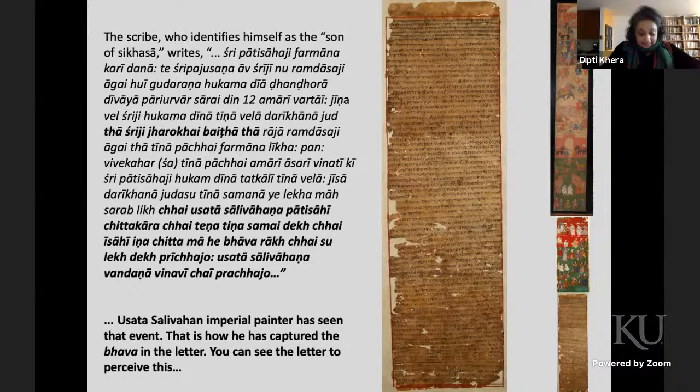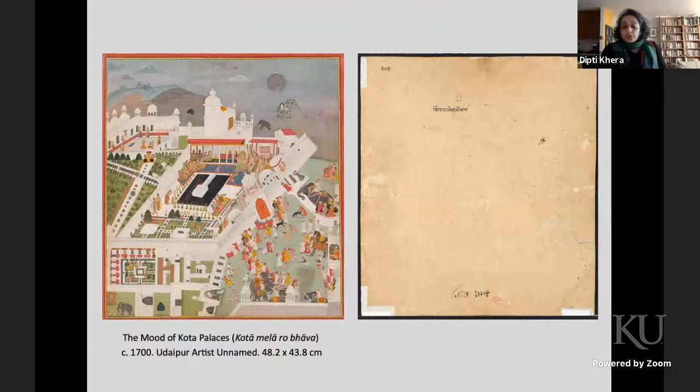A painting made in the Udaipur court workshop almost 100 years later contains an inscription on the back that further confirms the value given to an artist's ability to capture not just the illusionistic picture based on circulating paintings, but the affective experience of physical space. The scribe described the picture as depicting Kota Melaro Bhav, the mood of Kota palaces.